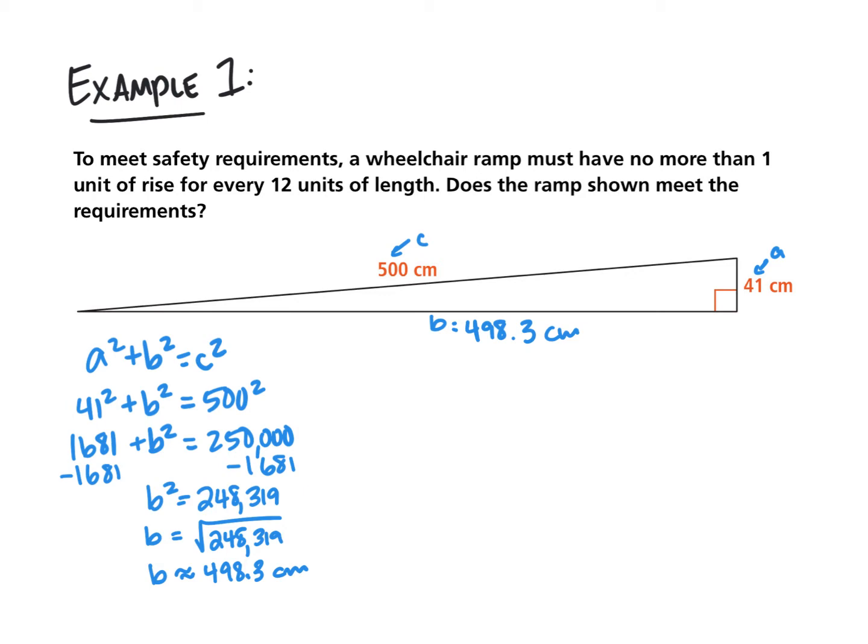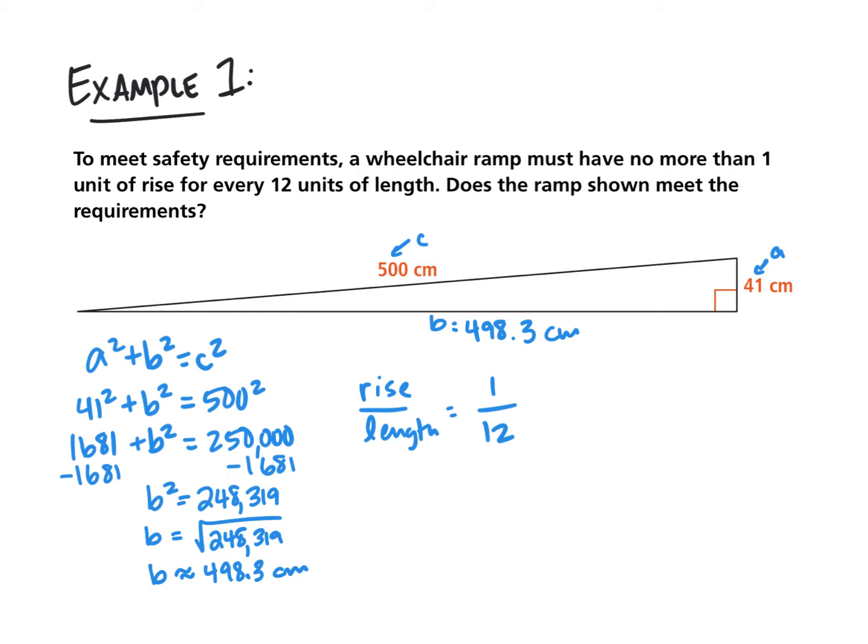So now I just need to think, does this ramp meet the requirements? And so the requirements say that if I make a ratio of rise over length, it should be 1 over 12, or basically this number on top can't be more than 1 when I make the denominator a 12, right? It can have no more than 1 unit of rise. So this number on top would need to be smaller than 1 if the denominator turns into 12.